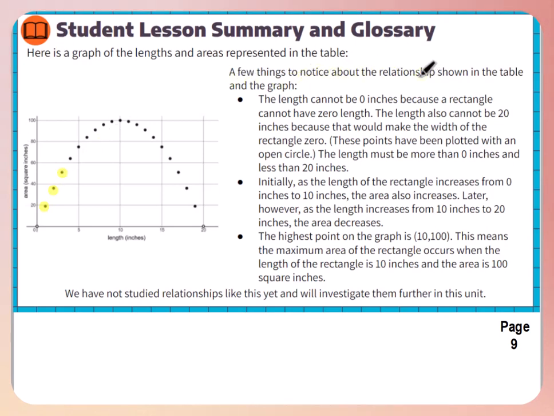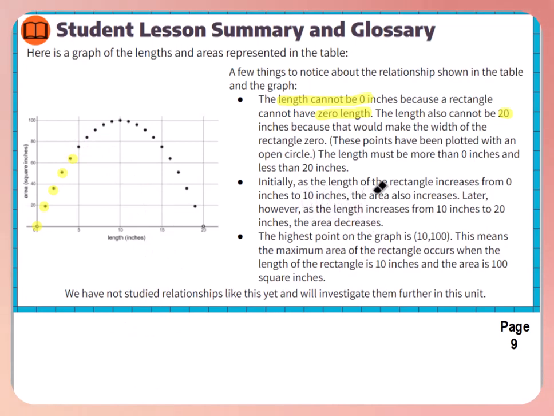A few things to notice about the relationship shown in the table and the graph. The length can't be 0 inches because a rectangle cannot have a 0 length. The length also cannot be 20 inches because that would make the width of the rectangle 0. Now these points have been plotted with an open circle. Okay, so we've got those points plotted. And the points that we talked about that it cannot be, 0 and 20, we plotted those with an open circle. So make sure that you're seeing that in your book.